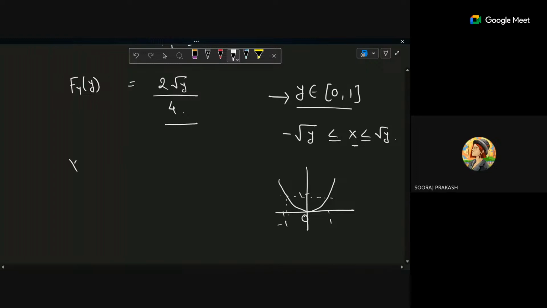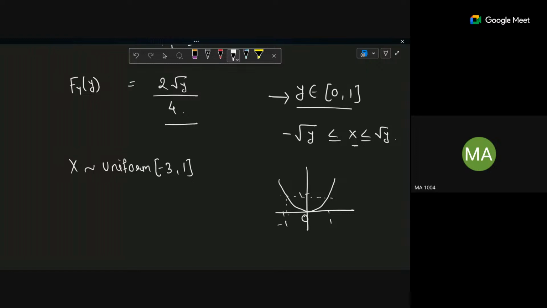Ma'am, is that the reason you took x from minus 1 to 1? Yes. You took x from minus 1 to 1 because when y equals 1, x can be minus 1 as well as 1. So the minimum value for x is minus 1, from there to 1. Exactly, that's why you took minus 1 to 1.